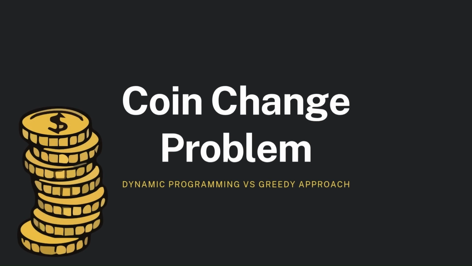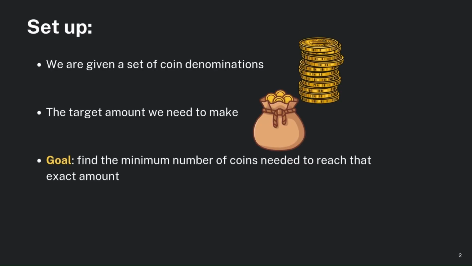In today's video, we are tackling one of the most classic problems in computer science, the coin change problem. Here is the setup. You are given a set of coin denominations, for example 1 cent, 5 cents, and 6 cents, and a target amount you need to make. Our goal is to find the minimum number of coins needed to reach that exact amount.